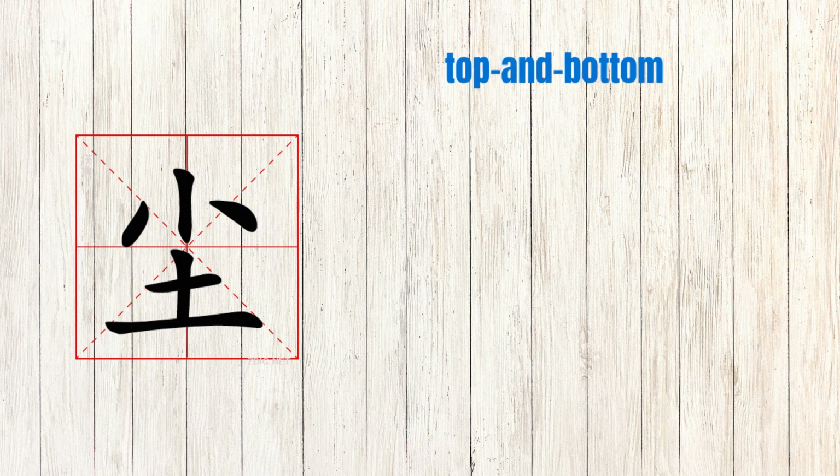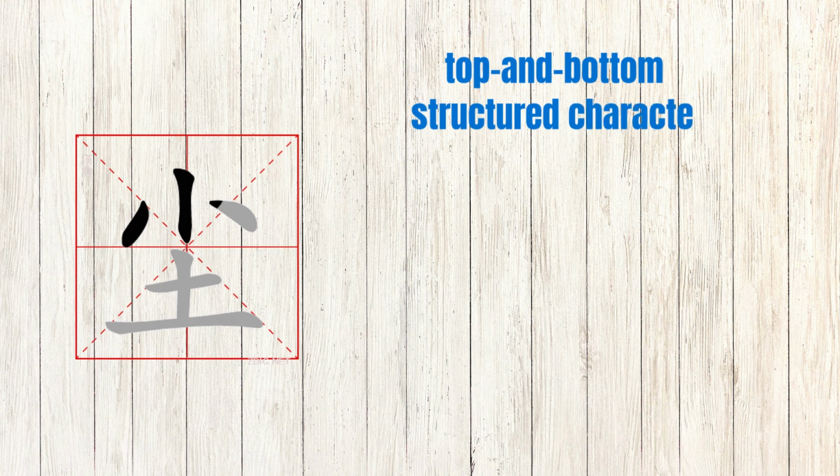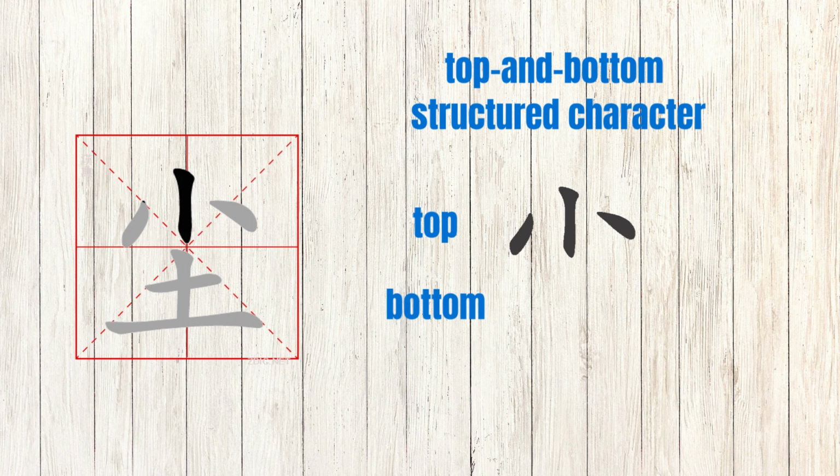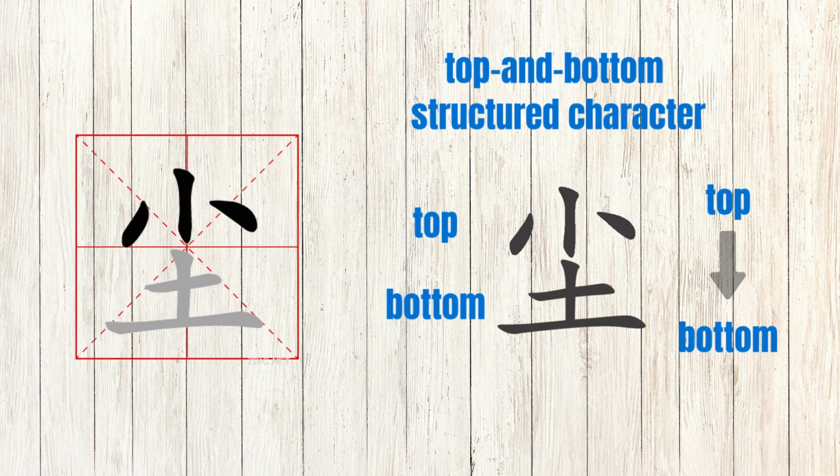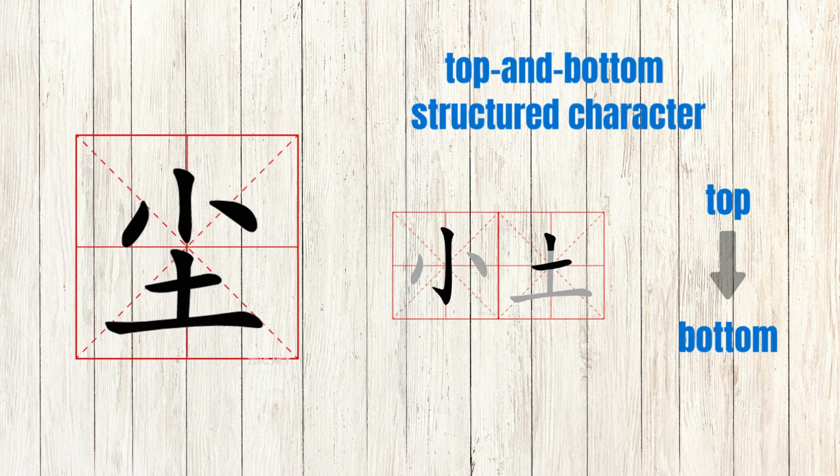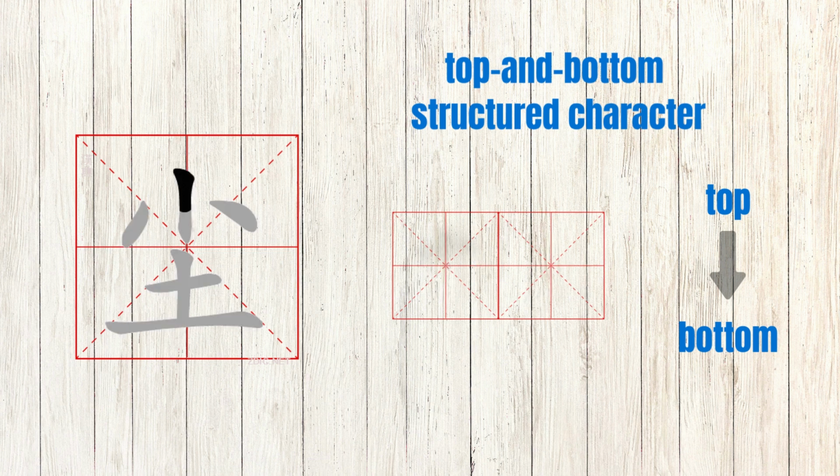Chen is a top and bottom structured character. At the top, we have xiao, and at the bottom, we have tu. When writing, the correct order is from top to bottom. You already know how to write xiao and tu, so writing chen should be easy. In the writing grid, write xiao in the upper part and tu right below it.